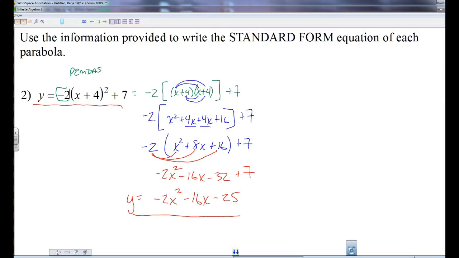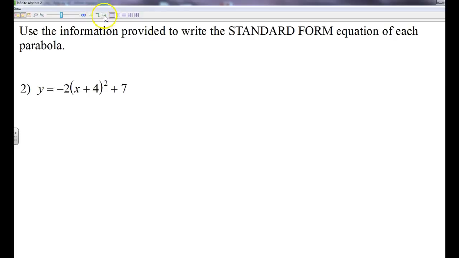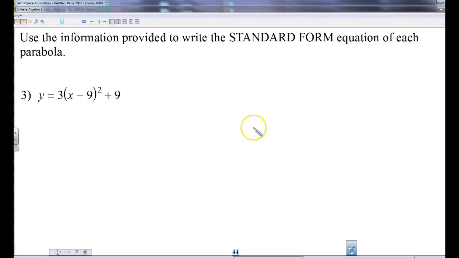All right, moving on to problem number 3. Here is problem number 3. We're going to go through the same steps again that we just did for problems number 1 and 2. We've got a FOIL. So this equals 3 times this whole thing, x minus 9 times x minus 9, plus 9 outside of there. So now we shall FOIL. My 3 is still out here.